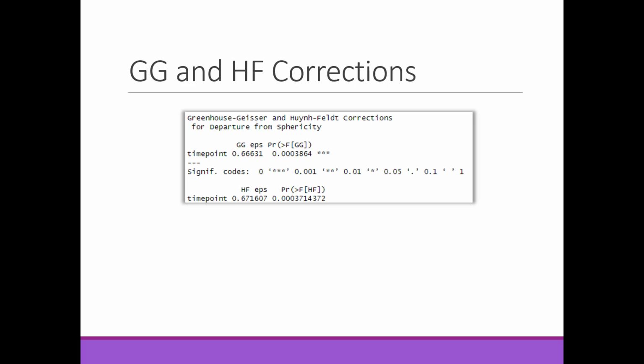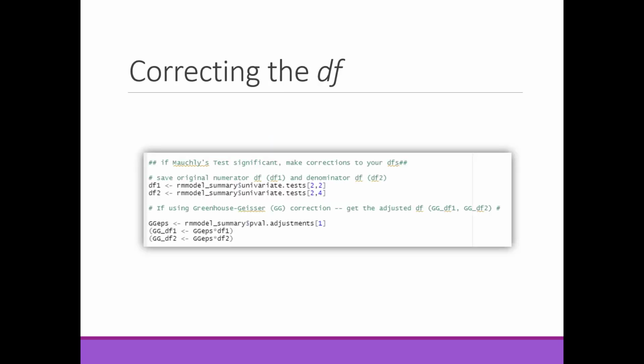And so we read down where the epsilons were, and we were presented with epsilons for Greenhouse-Geisser and Huynh-Feldt corrections. Looking at these, we noticed that the epsilons were less than 0.75, and so we want to use Greenhouse-Geisser. When you get the Greenhouse-Geisser epsilon, you want to correct your degrees of freedom. I gave you a code where you can calculate the corrected degrees of freedom for your numerator and denominator degrees of freedom.